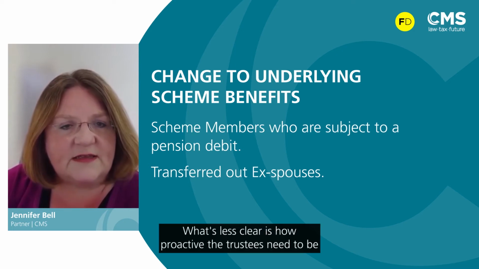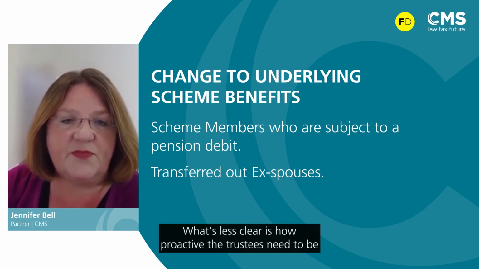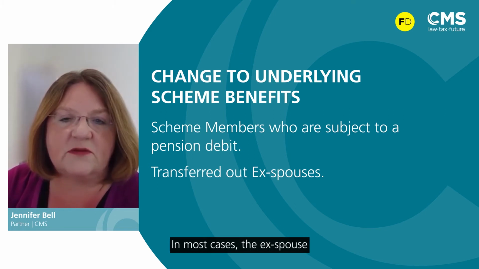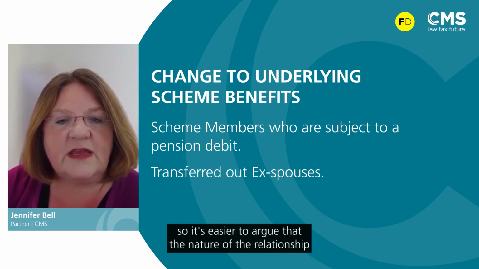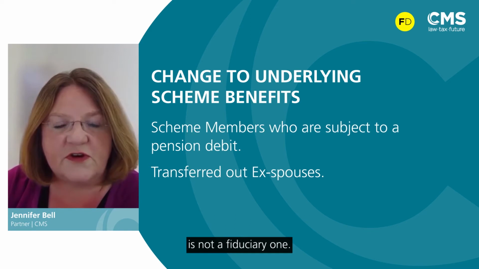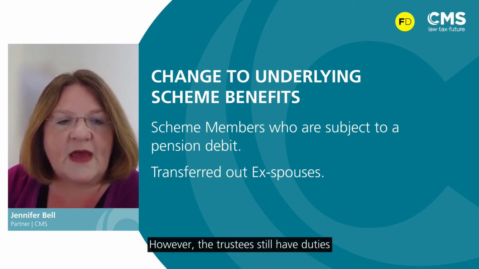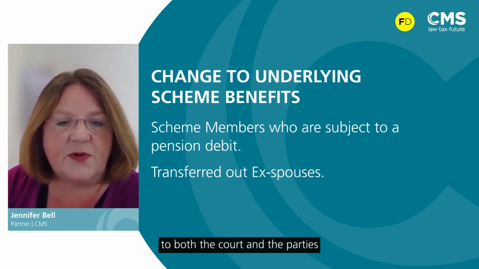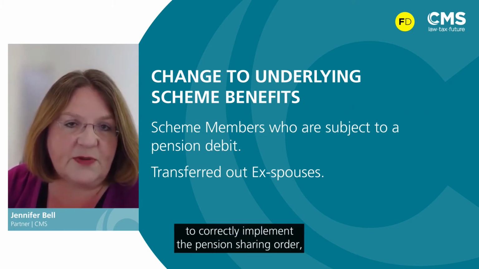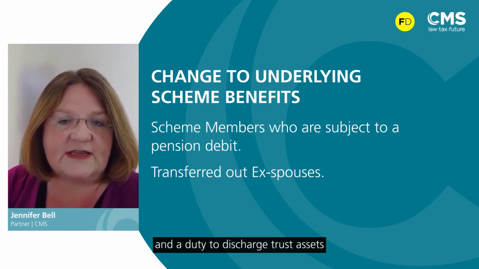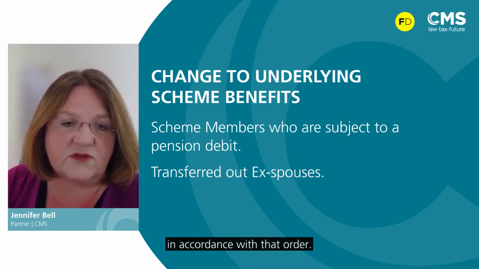What's less clear is how proactive the trustees need to be in these circumstances. In most cases, the ex-spouse will not have been a scheme member, so it's easier to argue that the nature of the relationship between the trustees and the ex-spouse is not a fiduciary one. However, the trustees still have duties to both the court and the parties to correctly implement the pension sharing order, and a duty to discharge trust assets in accordance with that order.